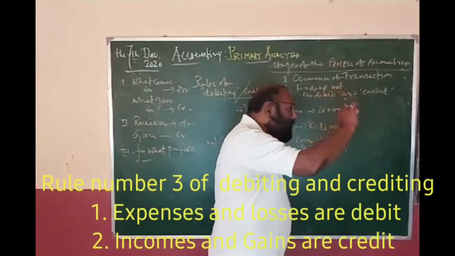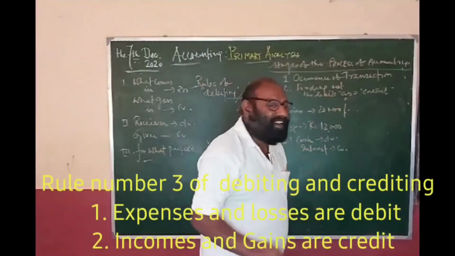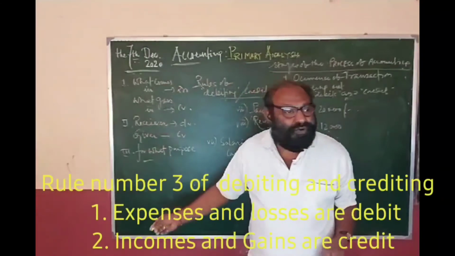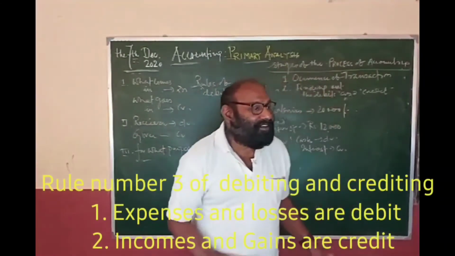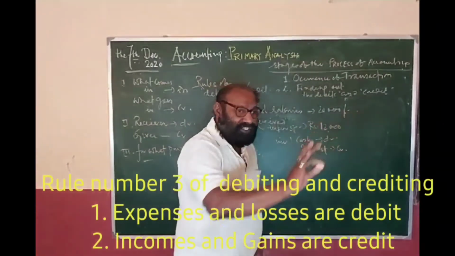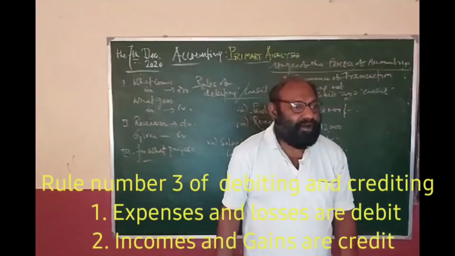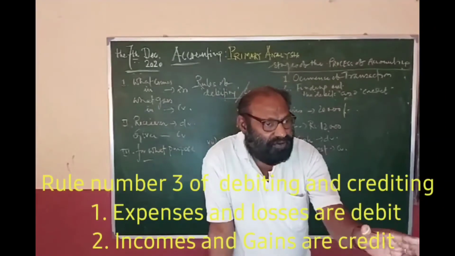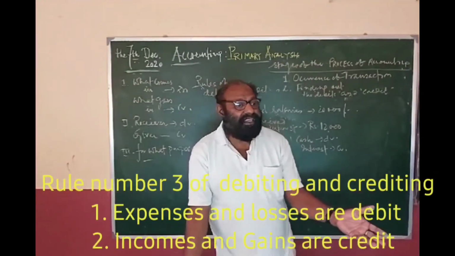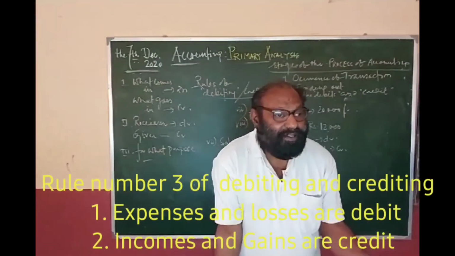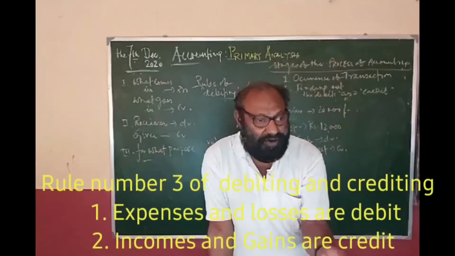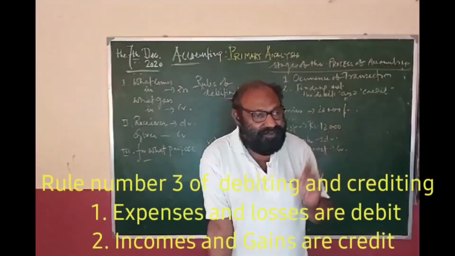Now, when there are a good number of transactions where you cannot get the debit and credit by applying these two methods, what will you do? The third method is: for what purpose? I will give you an example. Paid wages 5,000. What is going out? Cash is going out, so cash account is credited. And now what is debit? Nothing is stated. For what purpose has it gone? It has gone for the purpose of wages. So wages will be debit.